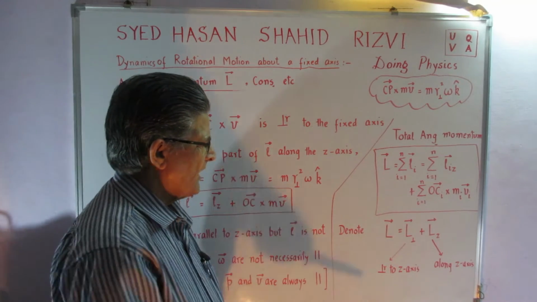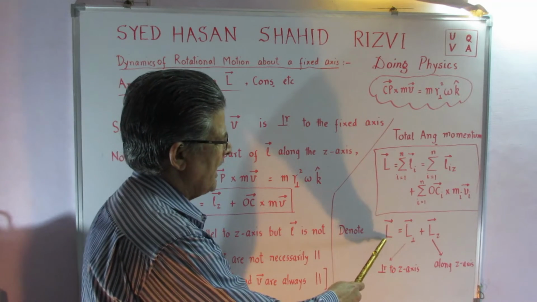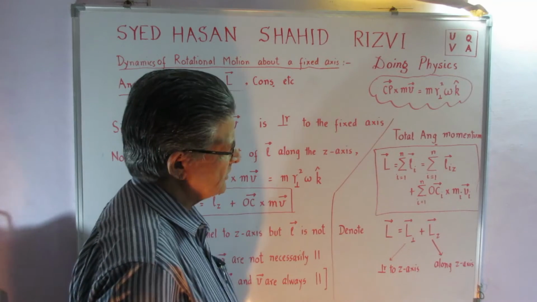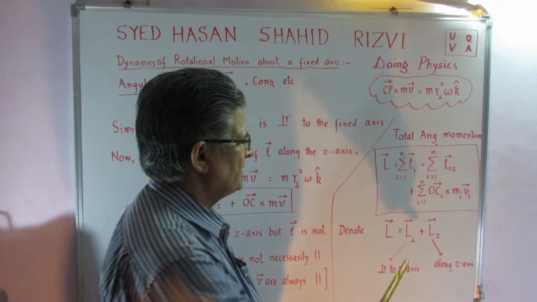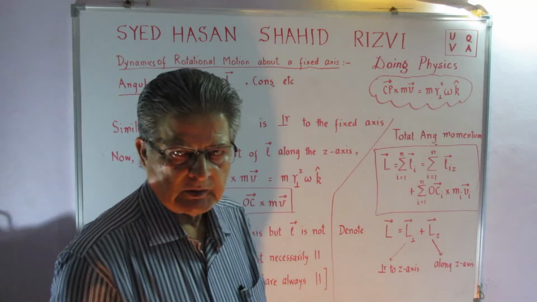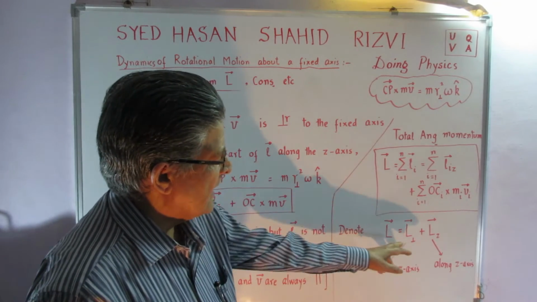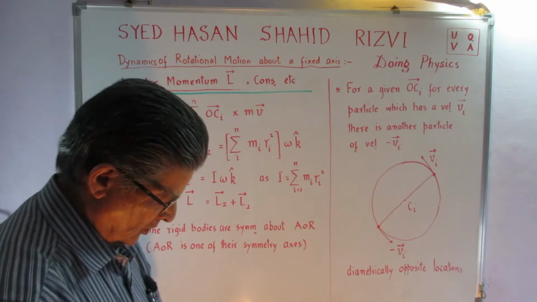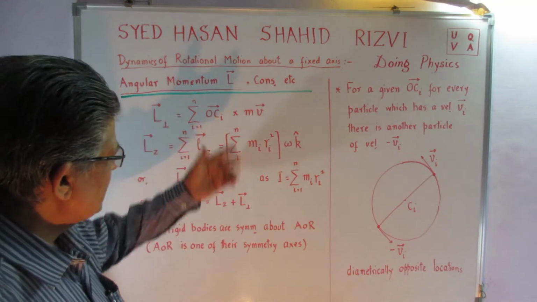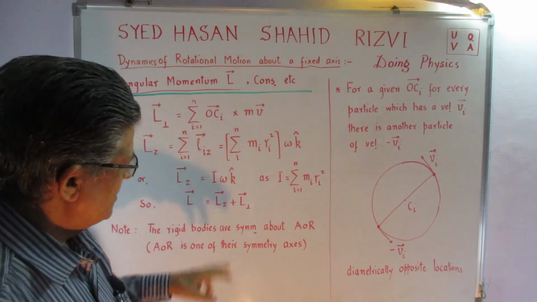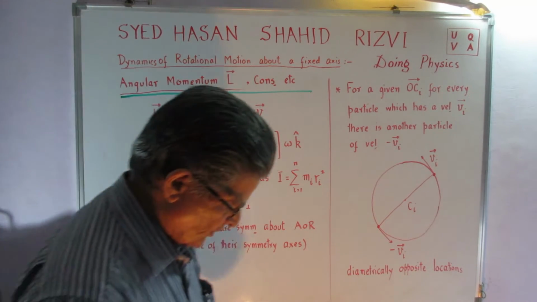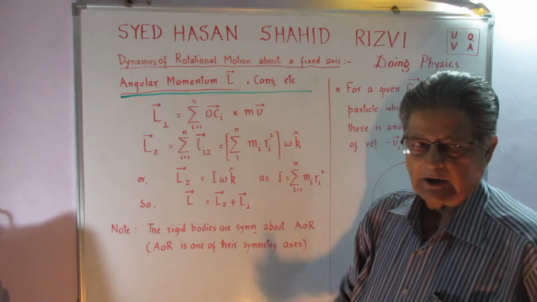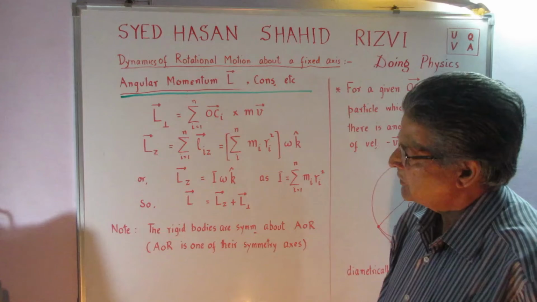Here I can say that let L be two parts. One is the part perpendicular to the z axis, and the other is the part which is along the z axis. The two parts, L perpendicular and Lz. So, using the various definitions, I had written L as two parts. One was L perpendicular and the other was L along the axis of the rotation.